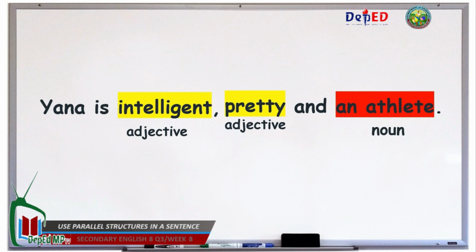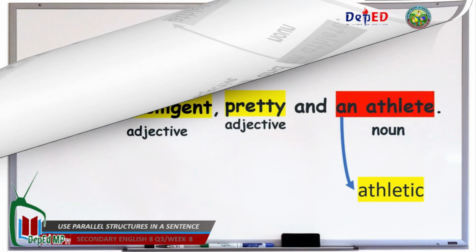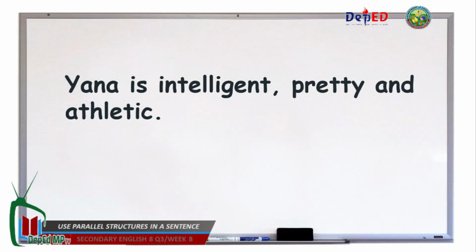We need to change the noun, an athlete, to its adjective form, athletic, to make them all have the same pattern. Put them together, the sentence becomes: Yana is intelligent, pretty, and athletic.